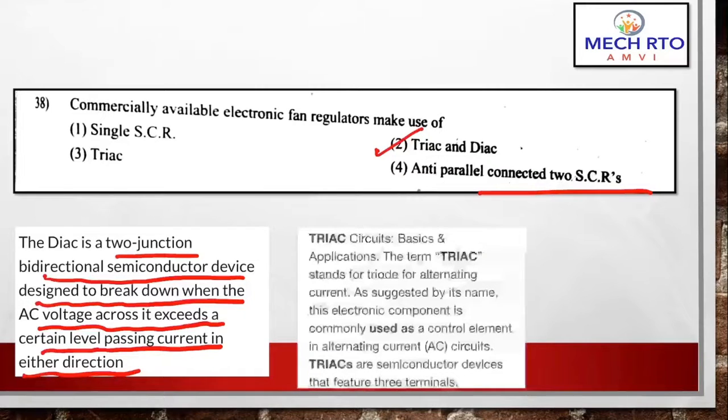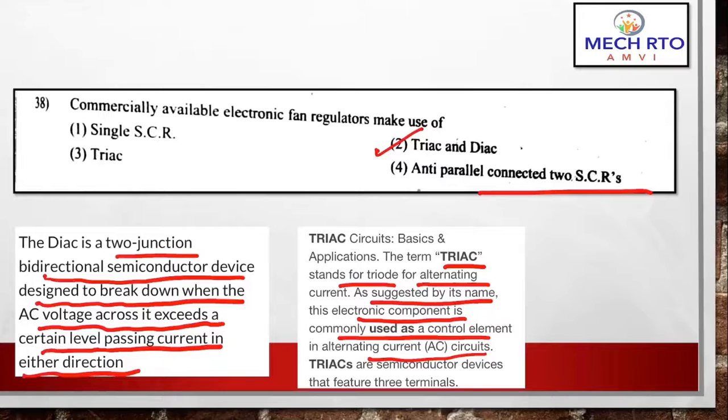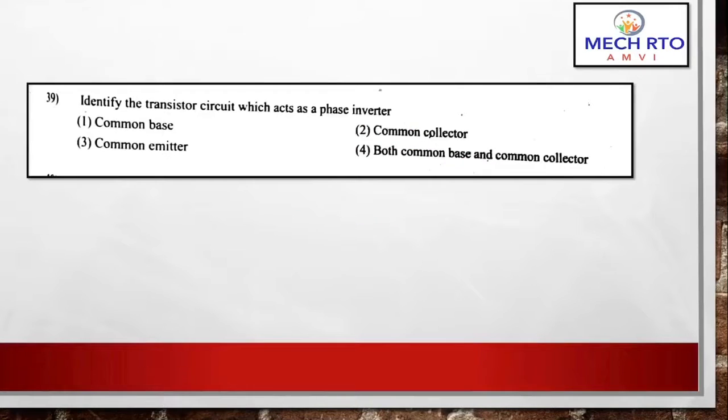So what is the function of a triac? The term triac stands for triode for alternating current, as suggested by its name. This electronic component is commonly used as a control element in alternating current circuits. So basically what it does is it controls the alternating current, right? And triacs are semiconductor devices that feature 3 terminals, right? So basically both are used in a fan regulator. First there will be a diac installed, and then a triac, right? So the correct answer is 2, triac and diac. Now moving on to the next question.